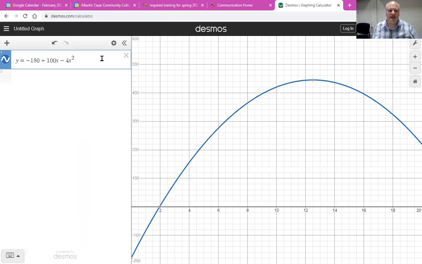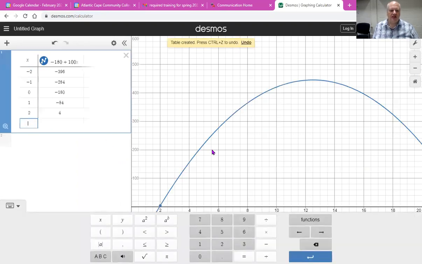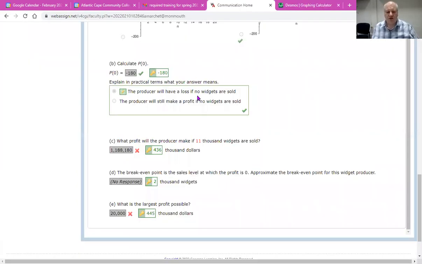If I go to Desmos and get the table back, I could just type 11 there and it'll give you negative 436. So 436 is what we wanted there, and that's 436,000, right?